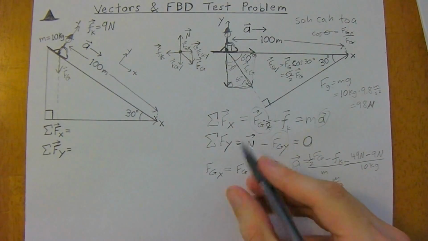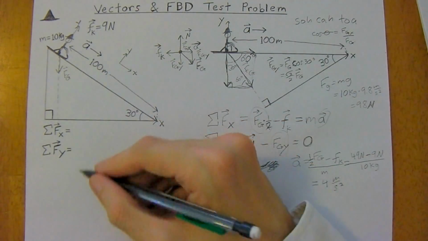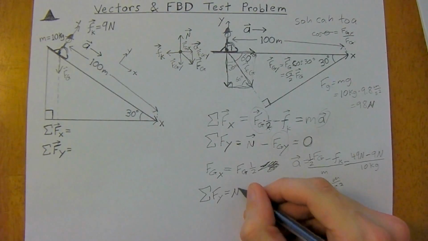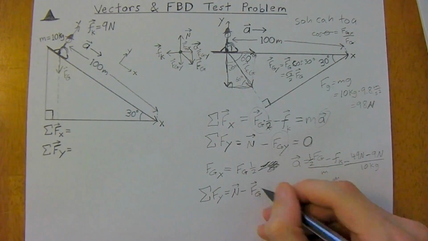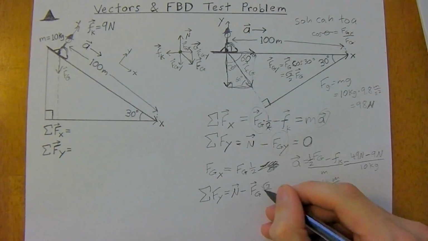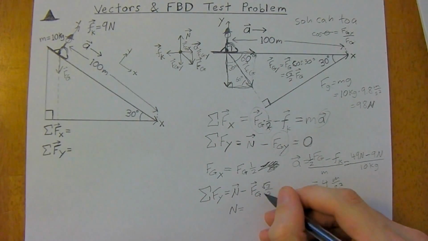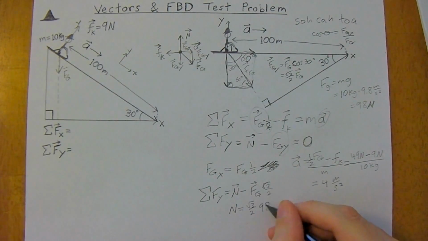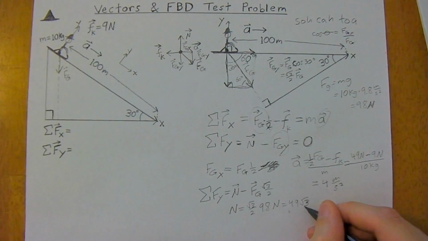So on the y-axis now, we know what FGY is. I'll just work over here now. The force in the y direction is normal minus FGY, and FGY is the hypotenuse times cosine of 30 degrees, which is root 3 over 2. So normal force equals the force of gravity, which is 98 newtons, times root 3 over 2, which equals 49 root 3 newtons.